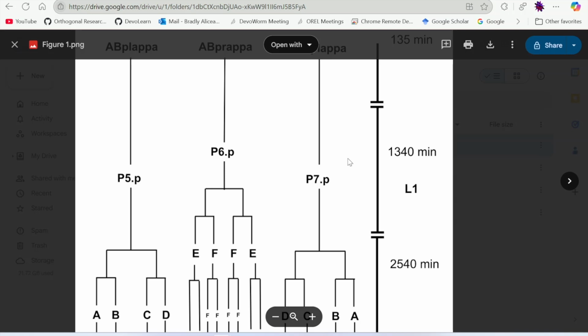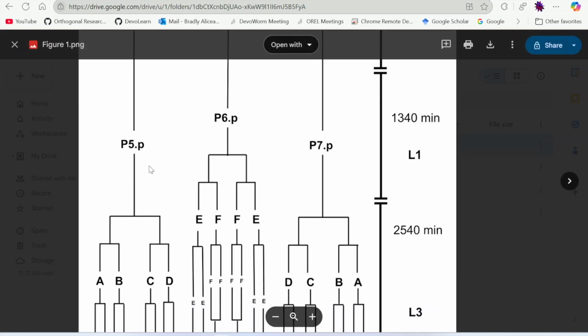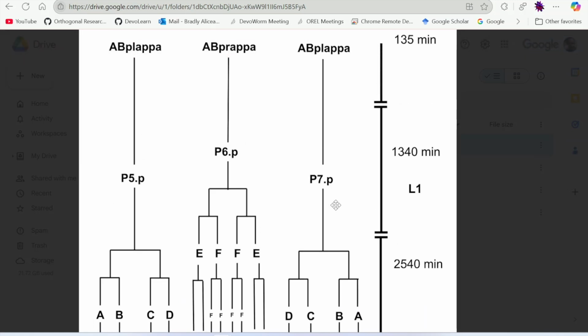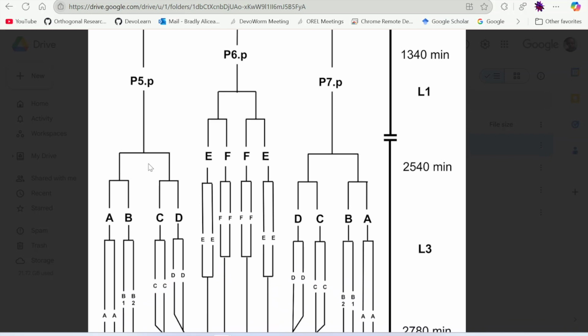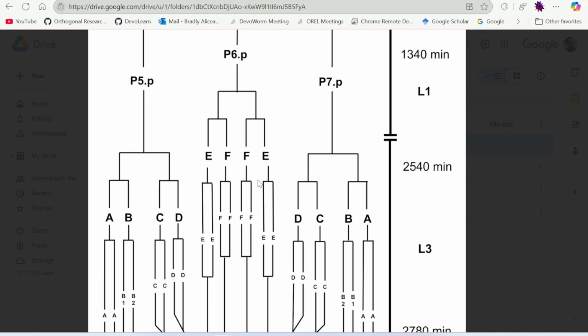And then we go down, and there's a break in the timeline to 1,340 minutes, that's L1. During L1, remember this post-embryonic period, you get these three cells, P5.P, P6.P, and P7.P. And those then go on to form these other precursor cells. We have A, B, C, D, with forward and reverse, and then we have E, F, forward and reverse.